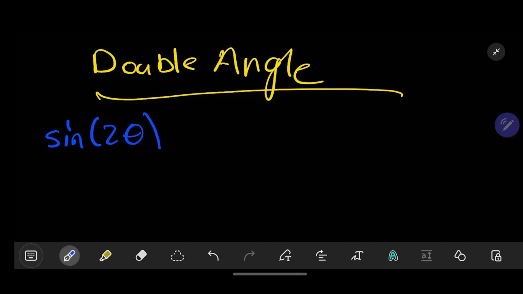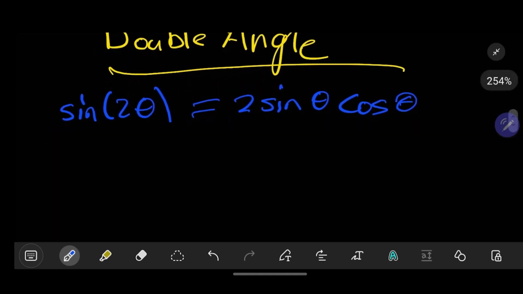Okay, that is basically equal to 2 sine of theta cos of theta. Okay, sine 2 theta is 2 sine of theta cos of theta. Another simple one to remember. What if we have cos of 2 theta?